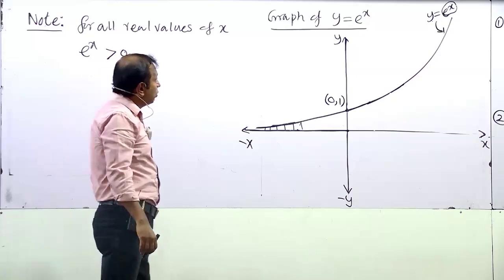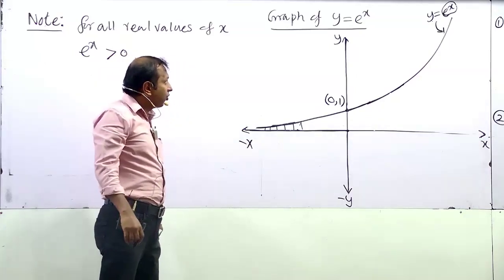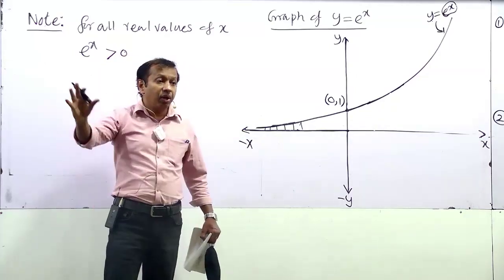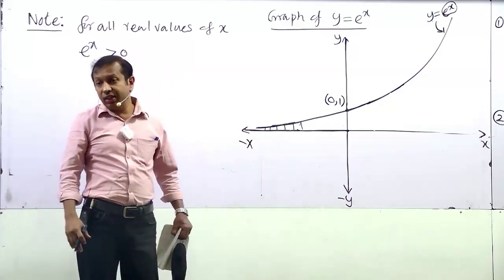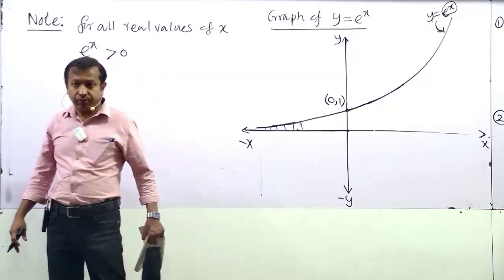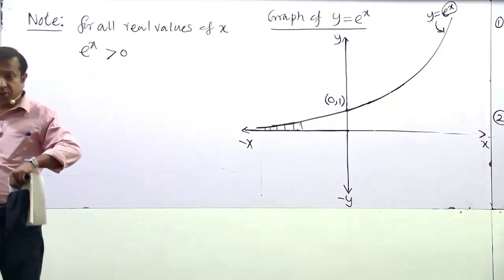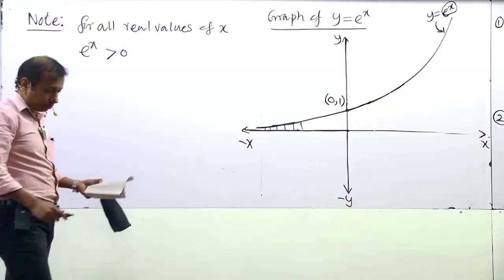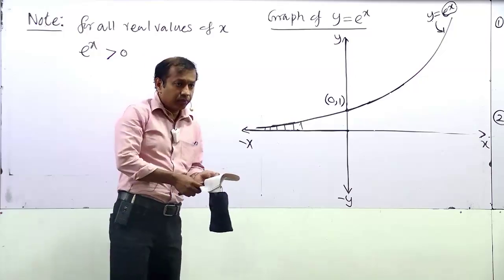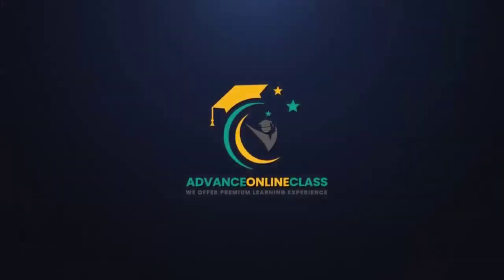Okay, then there are two more we have to discuss: the graph of y equals e to the power minus x, and some limits involved in e^x. I'll discuss that next week. Bring this tutorial book to the class next week, right? Right, so then we'll come to the end of today's class.